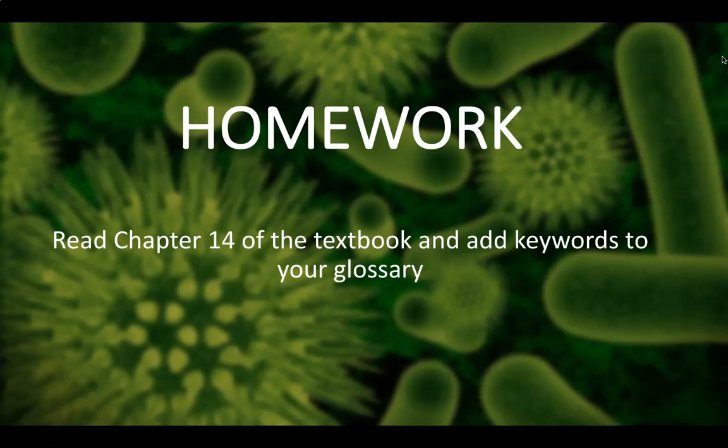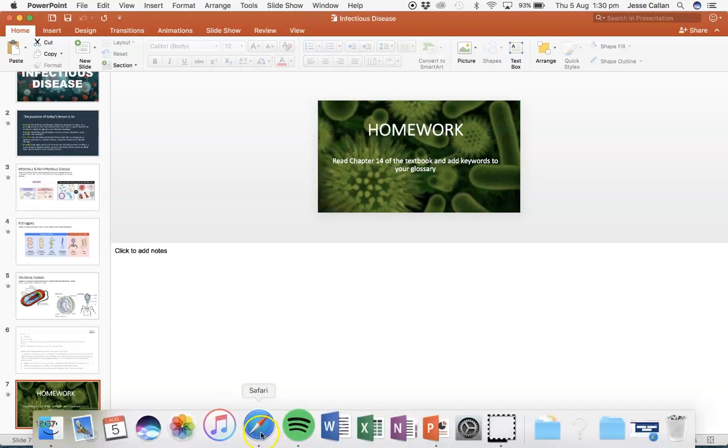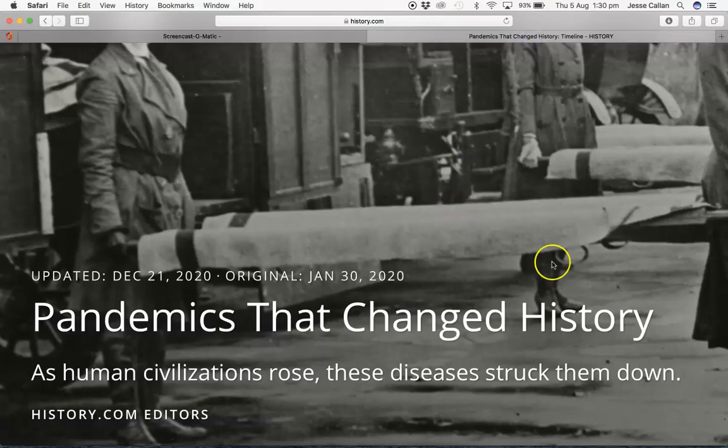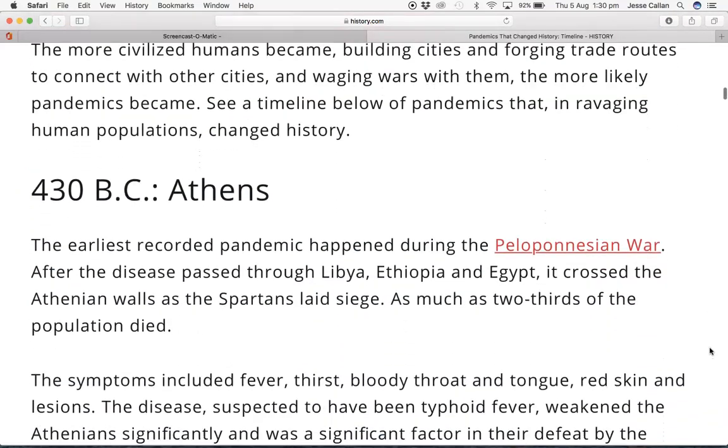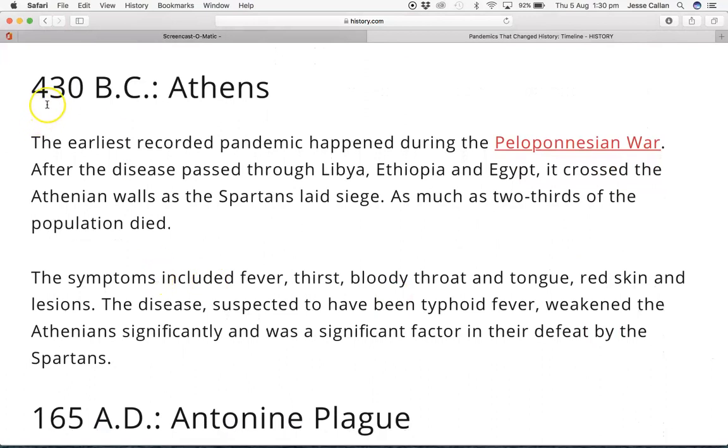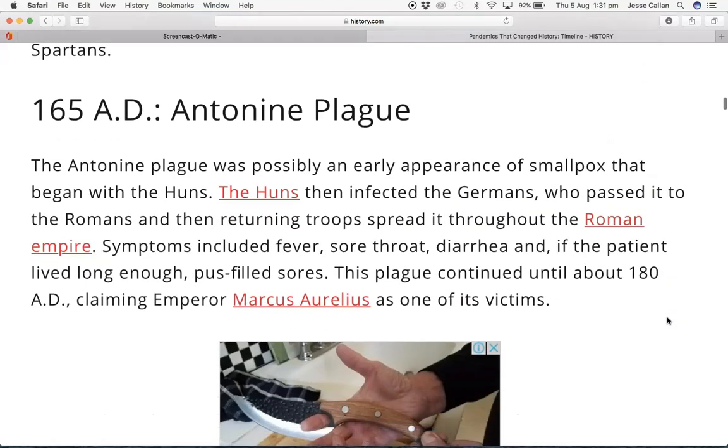But to finish, I just wanted to show you guys this website that I've got, and it's showing how pandemics have just changed throughout history. As human civilizations arose, these diseases struck them down. So this is from history.com. You can jump online yourself, but I'll just pull out a couple of key ones. So the first one that we've got record of going back to is in 430 BC in Athens. And it was this kind of like fever that just caused a lot of destruction. And we think now that it was typhoid fever back then, thousands of years ago.